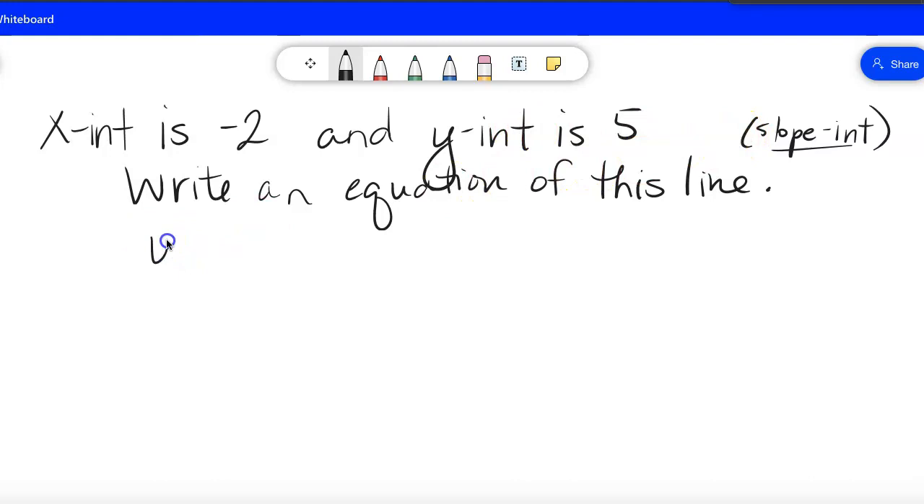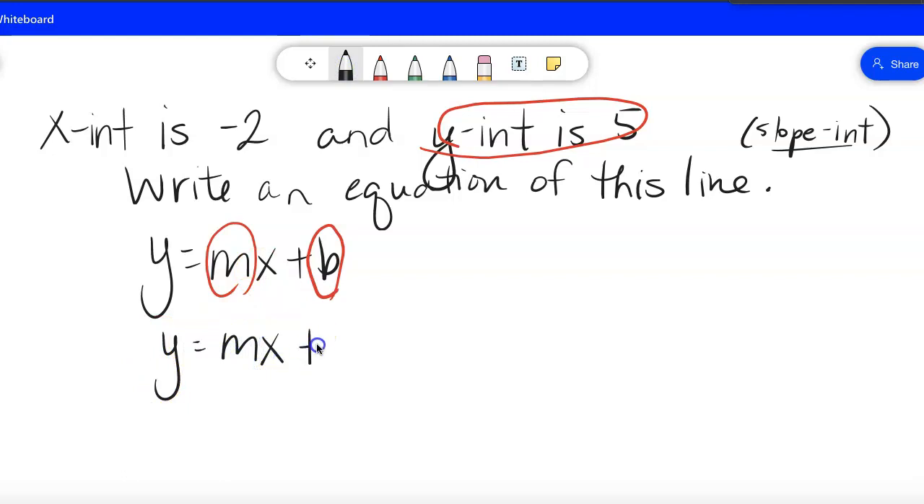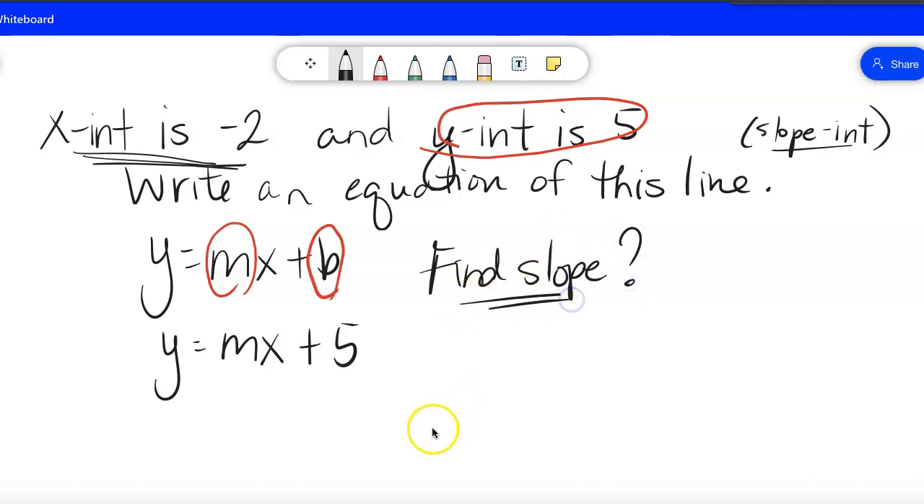So the first thing I do is say, okay, slope-intercept is this equation. That means I have to know the slope and the y-intercept. The good news is I do know the y-intercept, so I'm going to put that in: y equals mx plus 5. Now, in my equation, there's no place for this x-intercept. So what I've got to do is find the slope, because that's the only other thing I have to plug into this formula.